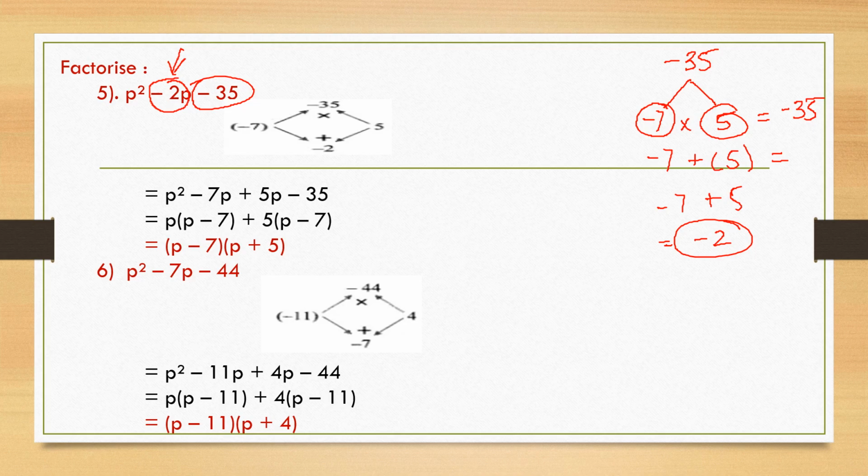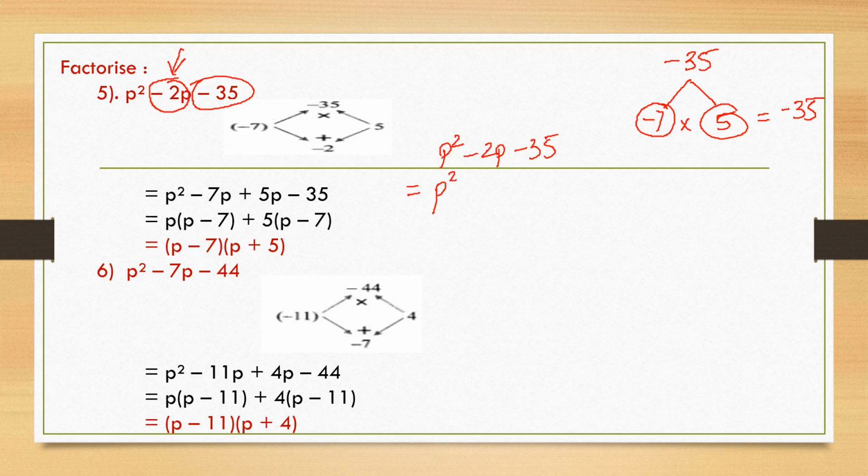Now since we know what two numbers have to be taken, let us start solving the sum. The question is p square minus 2p minus 35 equal to, first term as it is, p square. Instead of the middle term, we'll write our two new terms, that is minus 7p and plus 5p. The last term as it is, minus 35. After this, we do the pairing. In the first pair, p is common, so we'll take out p, and inside the bracket you'll be left with p minus 7.